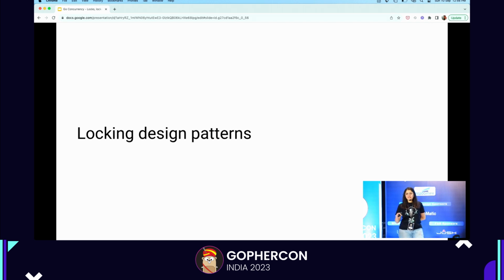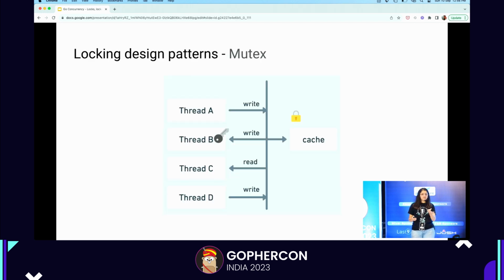Just setting the ground again, we are building a cache and we want to learn about locking design patterns first. So what is the first solution which comes to your mind when you say a cache? What is the most basic thing you would use? Maybe a hash map, which is directly available. But we had a requirement that it has to be thread safe. So using a Golang hash map directly will not be thread safe. So maybe we start with this.